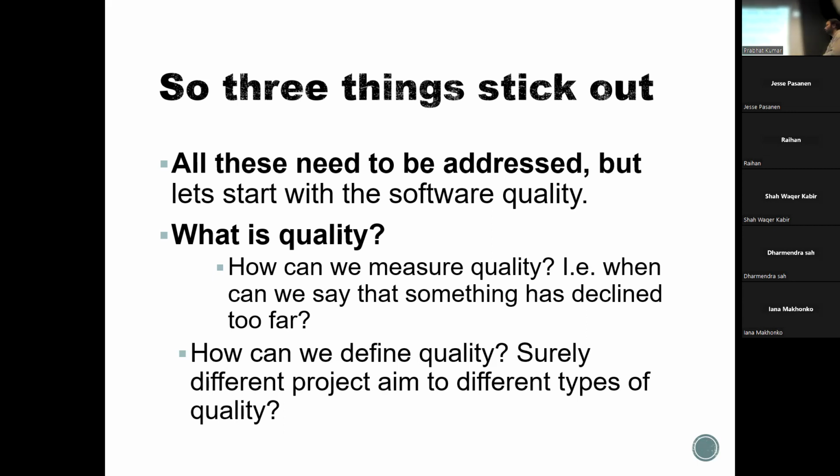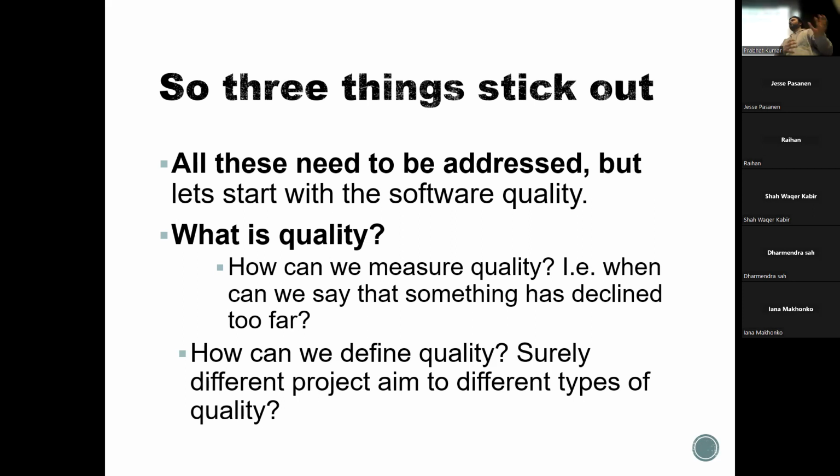And the second thing that comes into our mind is how we can measure quality. And the third is how we can define quality, right? If you see how we can measure quality, it talks about when we can say that something has declined too far. How can you tell how a particular software has declined, meaning how it has degraded over time? How can you tell?